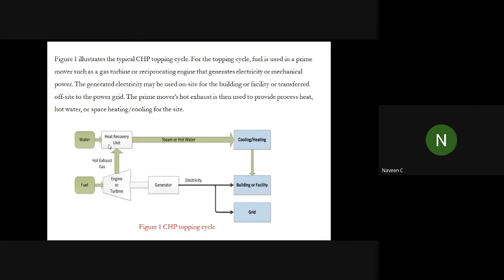The generated electricity can be sent to the local facility like buildings, or it can be exported to the grid. After this process, whatever exhaust comes out from the prime mover will be used for the hot water and space heating process.